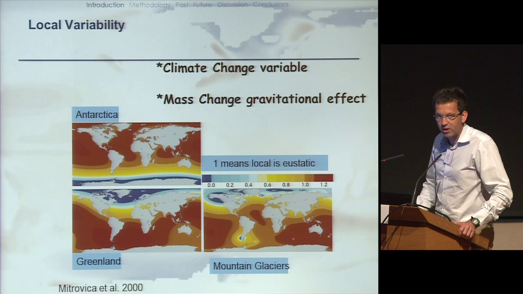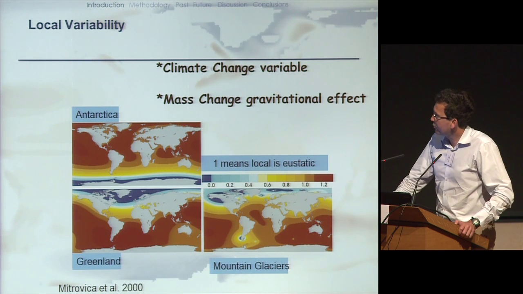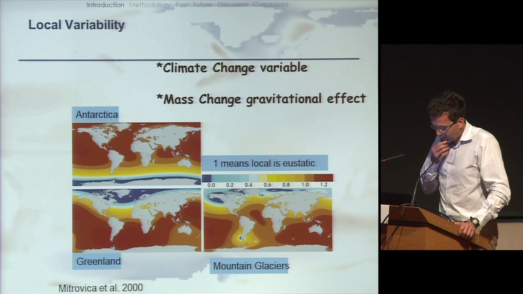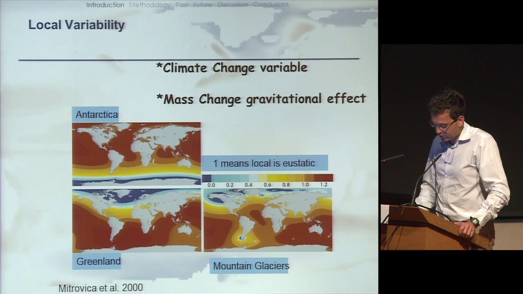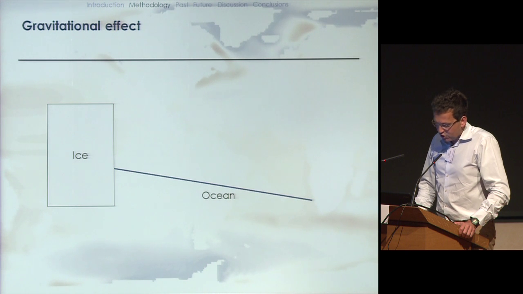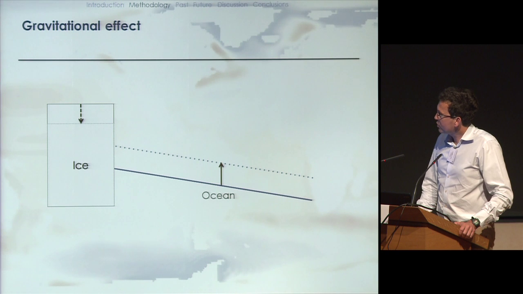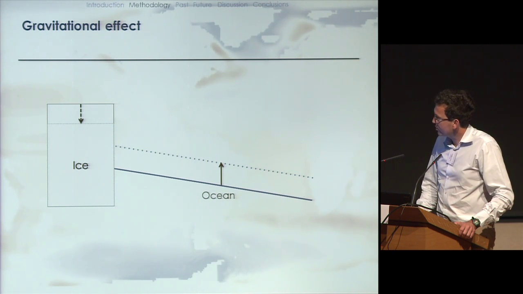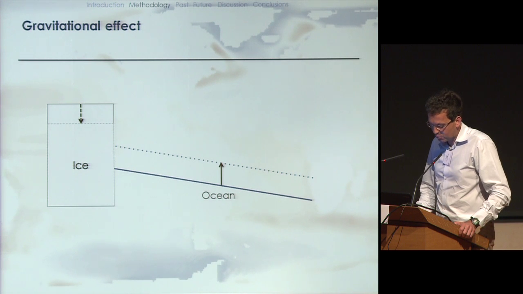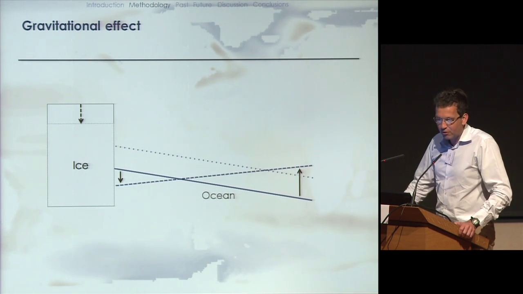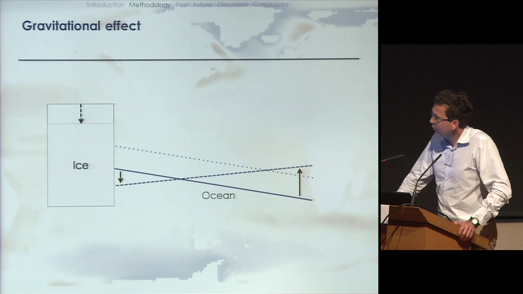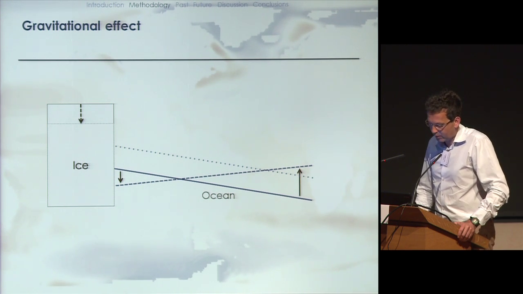And here you see this fingerprint figure for Antarctic, Greenland and mountain glaciers from a paper by Mitrovica et al. in 2000. So just this gravitational effect, it was explained by Giorgio, but what you see is if the ice mass melts, and that's why I show it, because there is a spatial scale in this plot, the sea level will increase on average, but close to the ice sheets it will decrease, and further away it will increase.